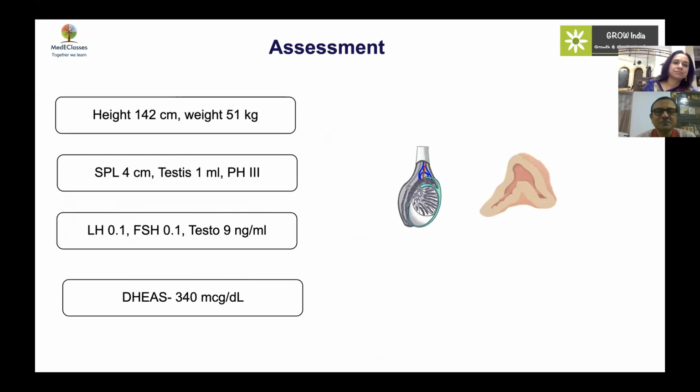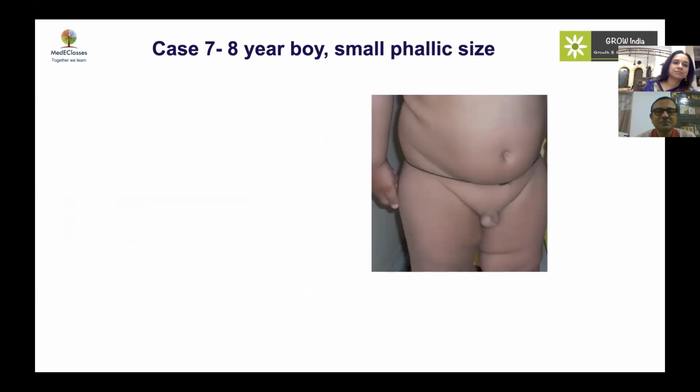DHEAS is high, so obese children, obese boys may come to you only with pubic hair growth with a small testicular and penile size. Don't worry about this. This is a normal phenomenon which will hopefully improve over time.